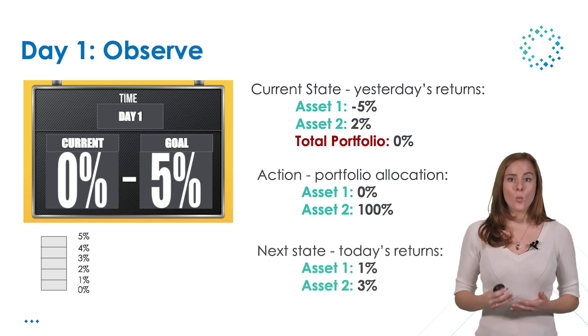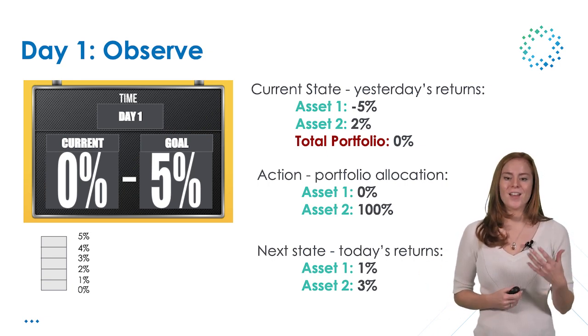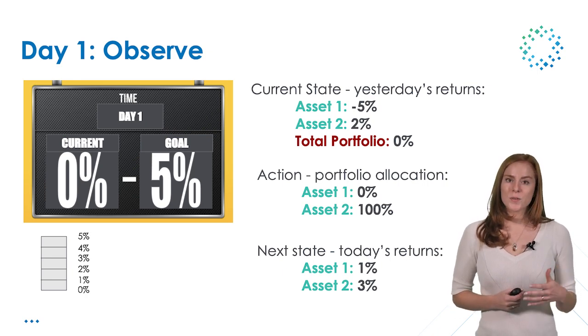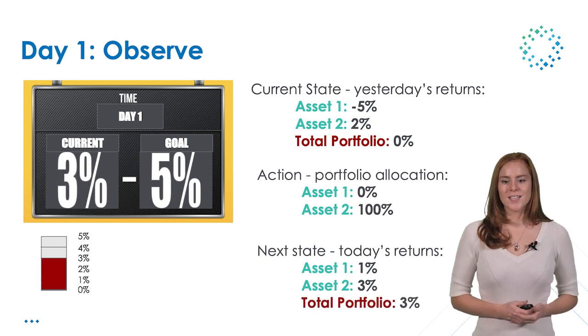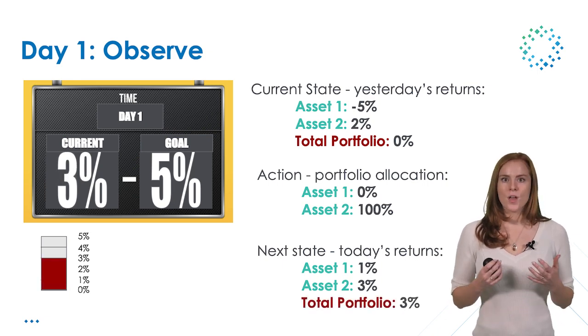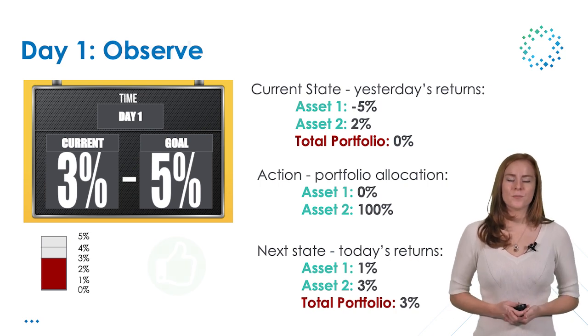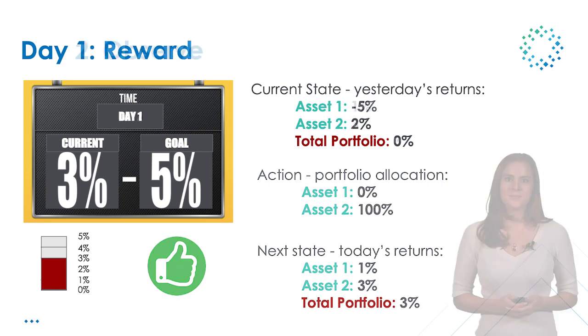Then we need to wait until the day finishes and observe the current state of the market again. What we see is that today's return was 1% for asset 1 and 3% for asset 2. This leads us to a total portfolio return of 3%, which is good because we're getting closer to our objective. And for this, we would get a thumbs up or a reward.